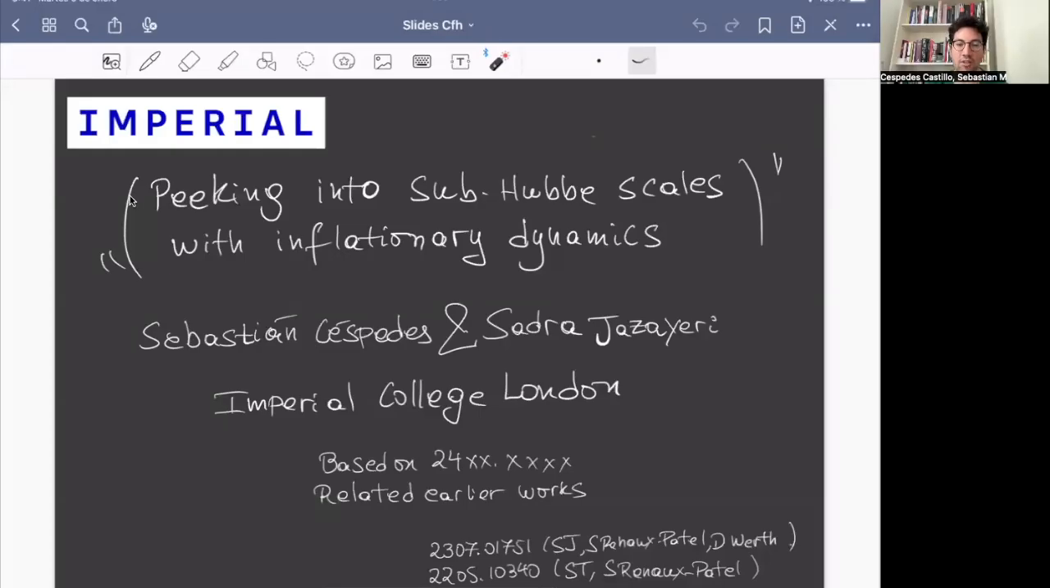I'm gonna give this talk jointly with Sadra, and it's based on our work that is currently in progress and we hope to finish soon. What we're gonna discuss is how to compute loops in inflation and what are the potential observables that we can extract from them. It's based also on related work done by Sadra and collaborators.